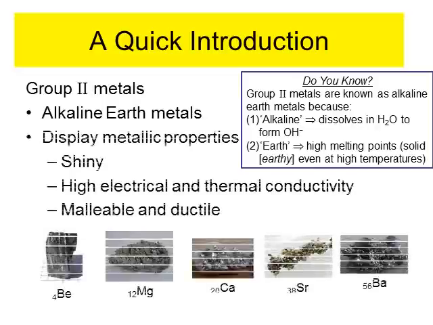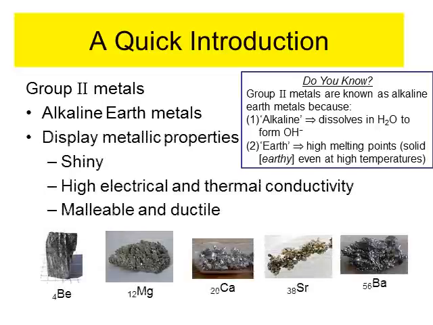Now, like all metals, alkaline earth metals display metallic properties. Surprise, surprise. Of course, all of them are shiny, they can conduct electricity, they can conduct heat well, and they are malleable and ductile. Nothing new so far.